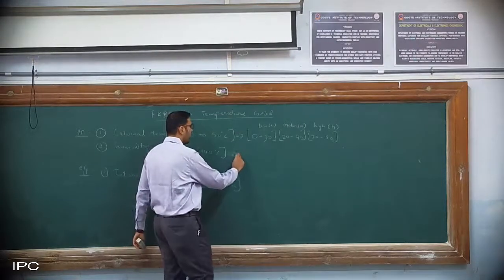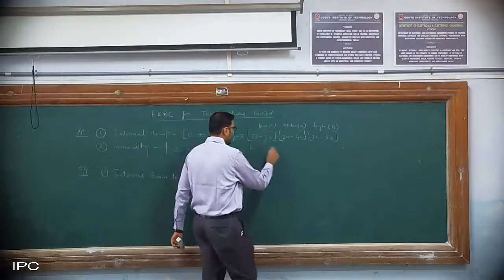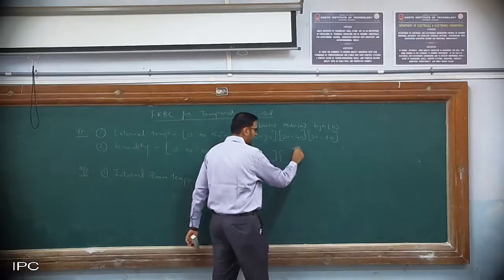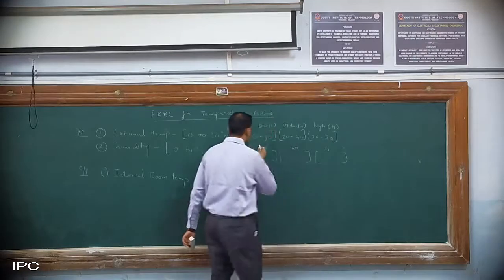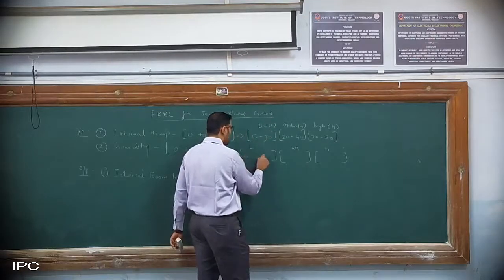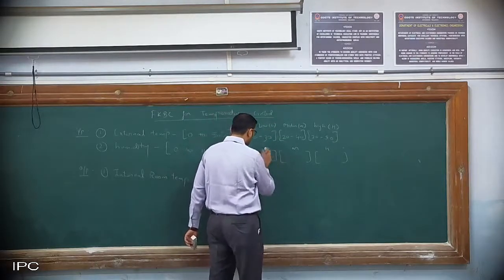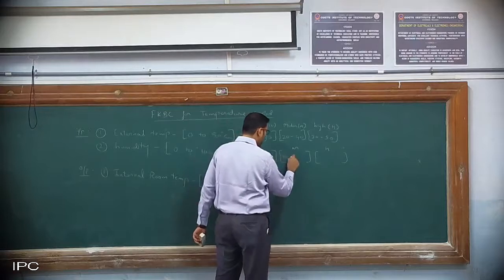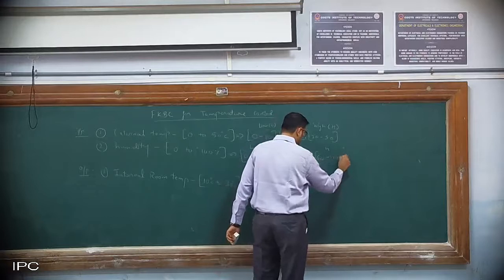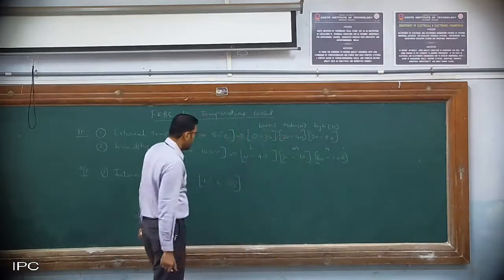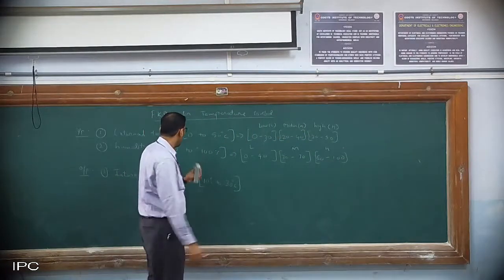Next is humidity again. So low, medium, and then high. For low, we can consider 0 to 30 or 0 to 40, then medium 30 to 60 or 70, and then high 60 to 100. So this is our categorization for humidity.